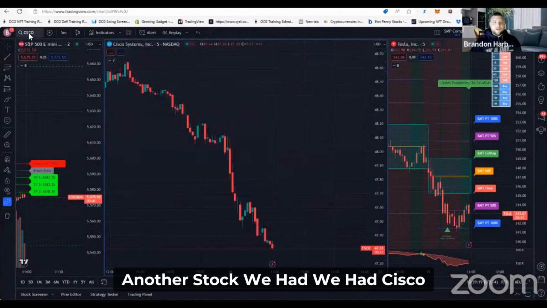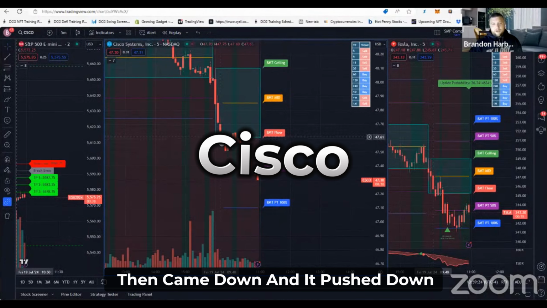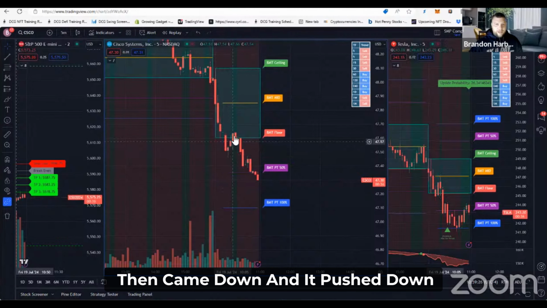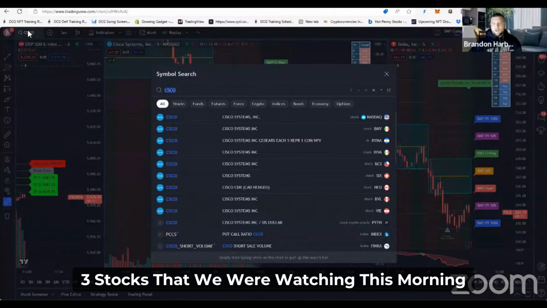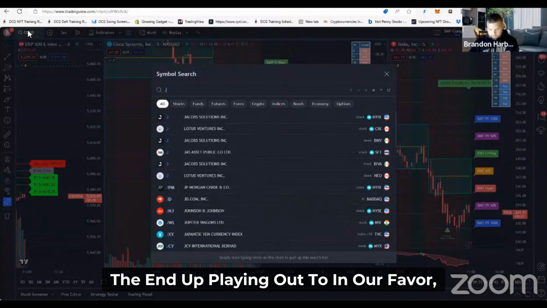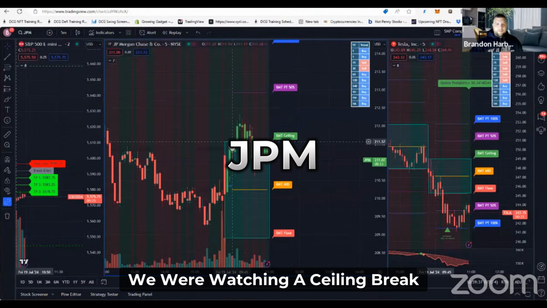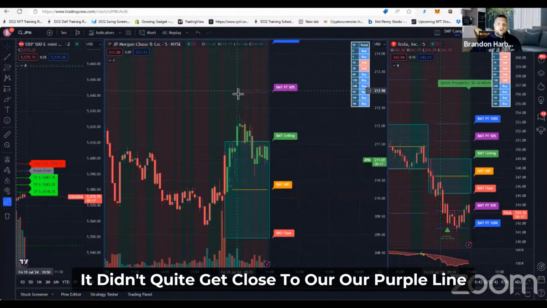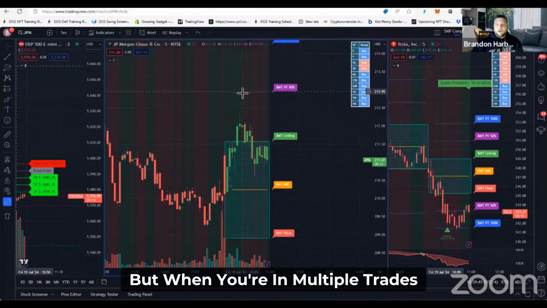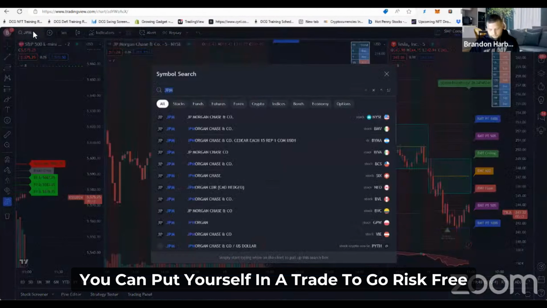Another stock we had, Cisco, CSCO, to break a floor. It came down and pushed down, came back up, got close to our purple line. Three stocks that we were watching this morning did end up playing out in our favor. JPM, we were watching a ceiling break. It broke the ceiling. And on a Friday, this did move almost a dollar. It didn't quite get close to our purple line, but when you're in multiple trades, you can put yourself in a trade to go risk-free.